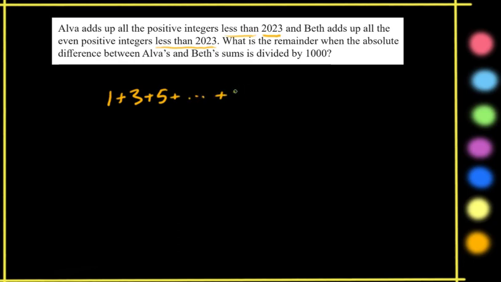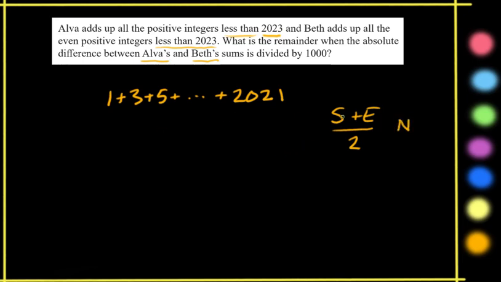2021, because 2023 we're not including. So this is the absolute difference when you take Alva's sum and subtract Beth's sum, take the absolute value. You get this. So what is this? Well, we have a trick to add up sequences. You can take the starting value in an arithmetic sequence, add the ending value, and divide by 2 to get the average value of all the numbers in the sequence, and then you can just multiply by the number of numbers in the sequence.